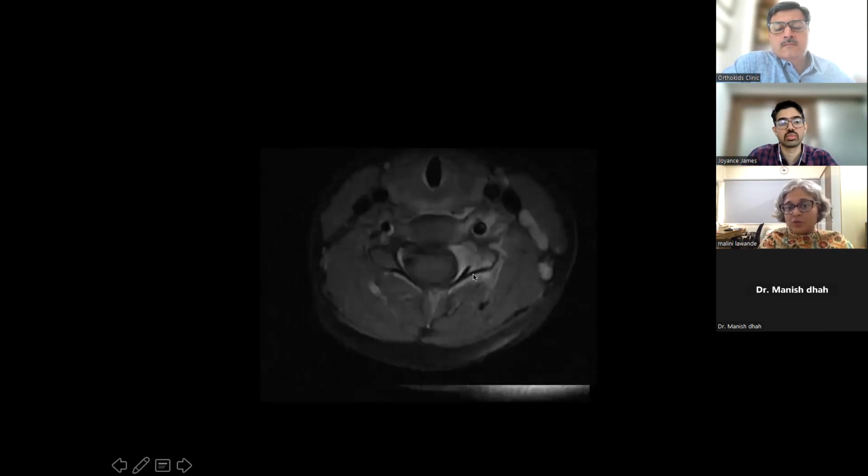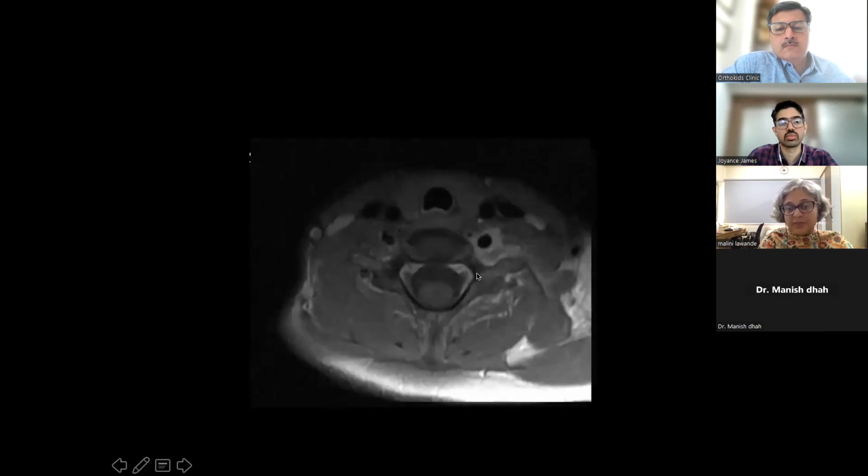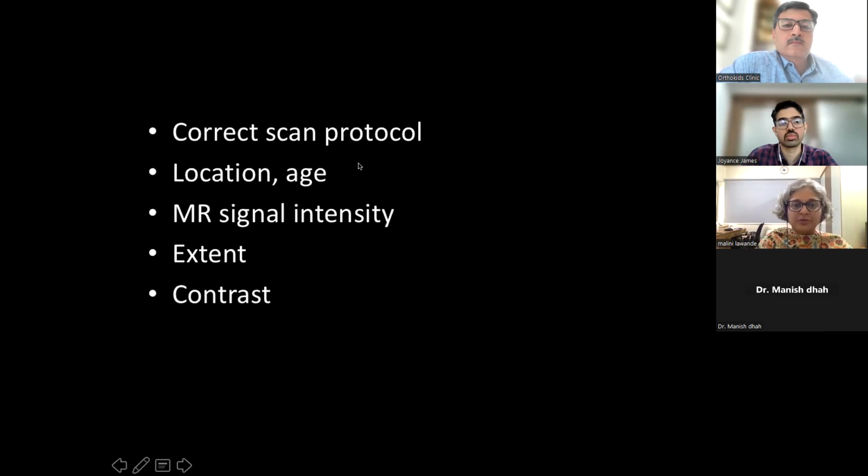But the bone was involved, marrow edema was only at one location. Is this infection? Why is there so much epidural soft tissue? And as I said, when you can't explain what is happening on MRI, a CT always helps you. And this was an osteoid osteoma. And that was just all the reactive edema, which was looking like an epidural soft tissue.